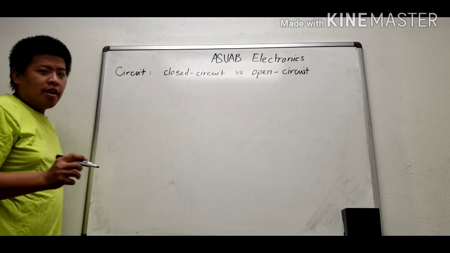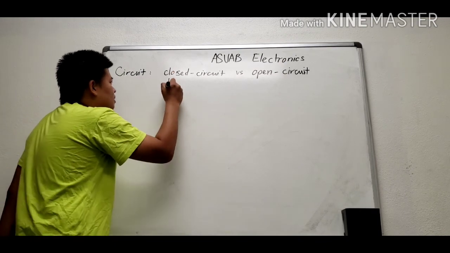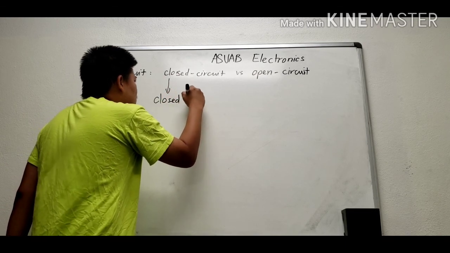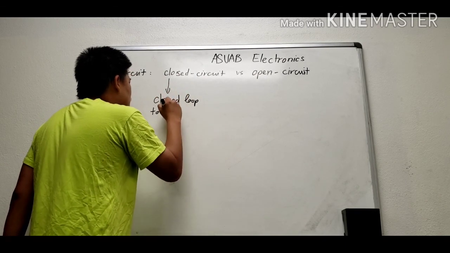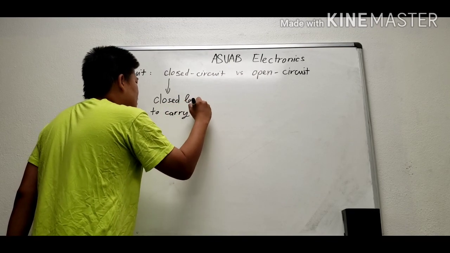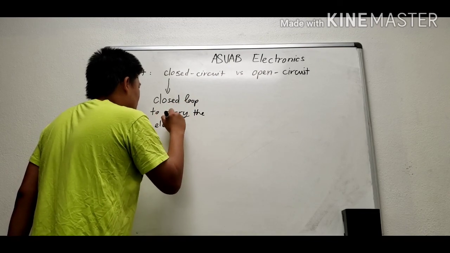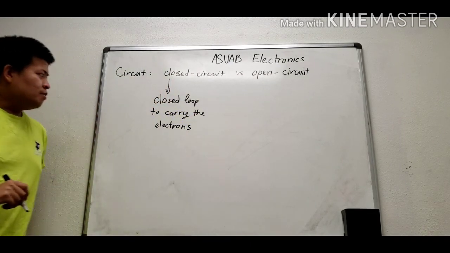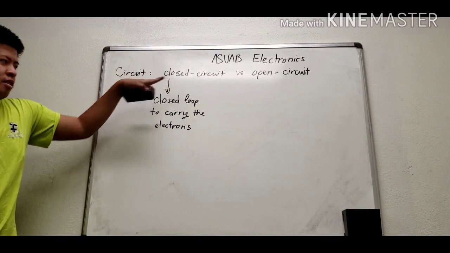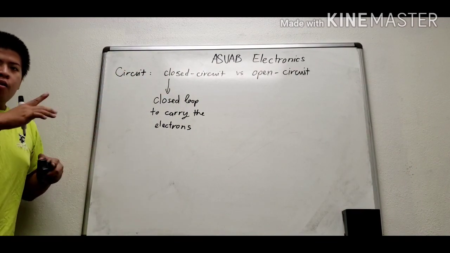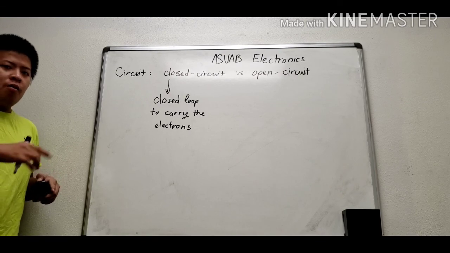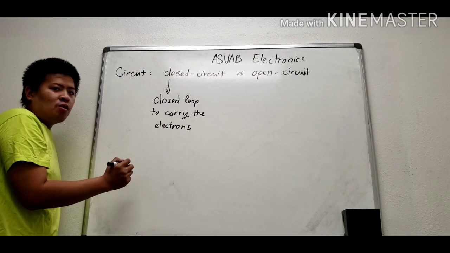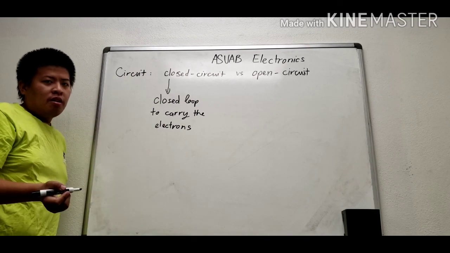We know that a closed circuit means a closed loop to carry the electrons. It means that in the closed circuit, there is no break in the series or break in the wire, so that they can carry the electrons back to the positive.